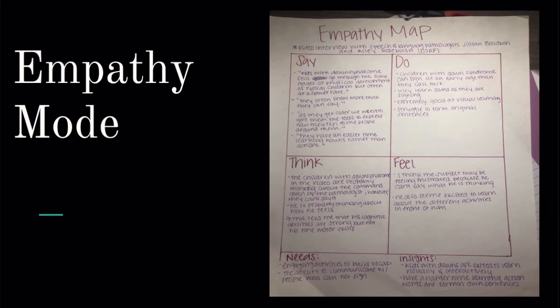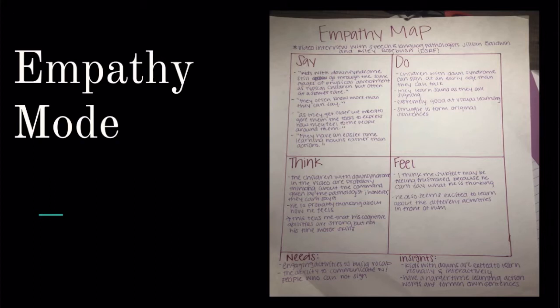In the do portion, from watching the video, I was able to learn that children with Down syndrome can sign at a very early age and generally before they can talk. They often learn to sound vowels and words as they are signing, and they're extremely good at visual learning. Children with Down syndrome also struggle to form original sentences and generally learn how to speak from the people around them.